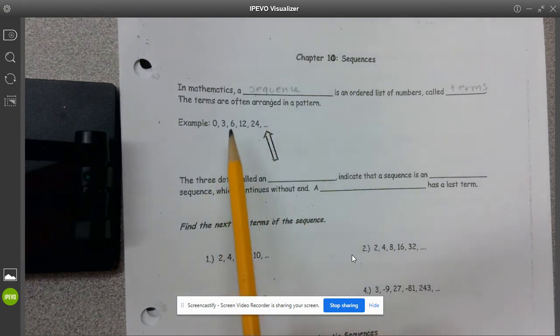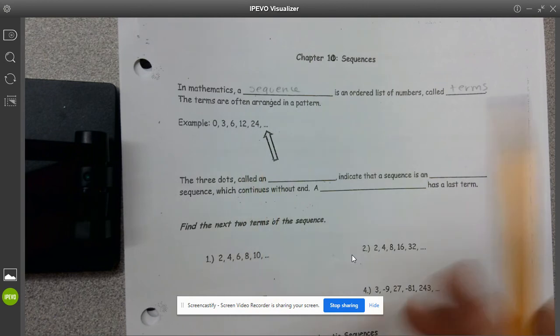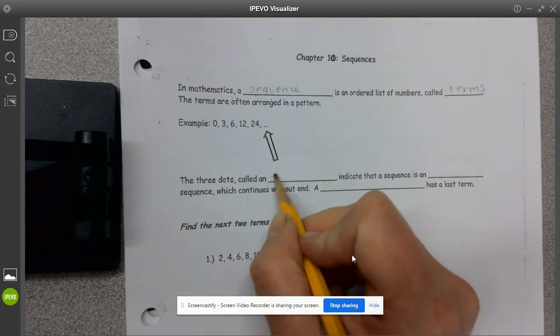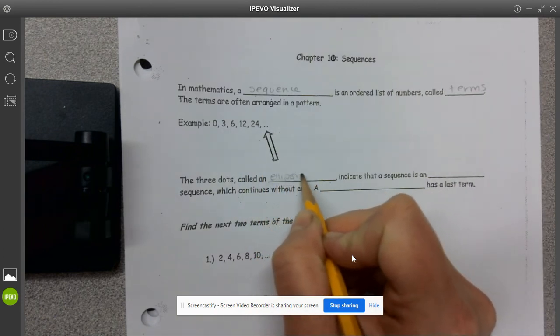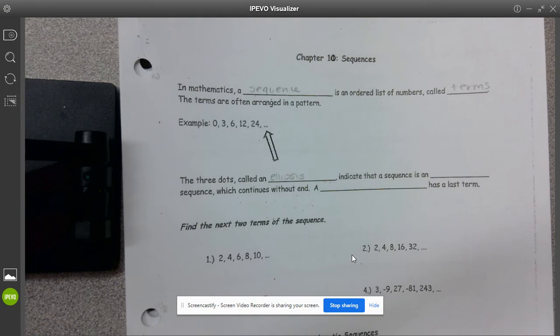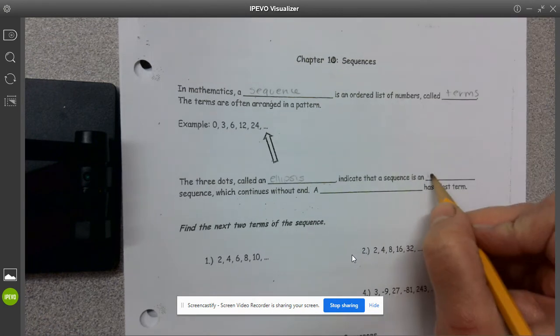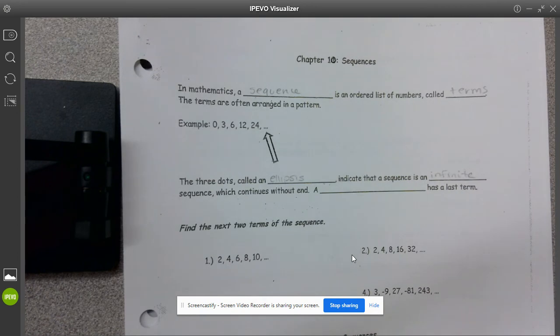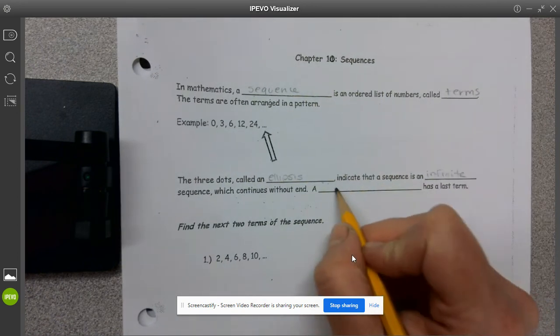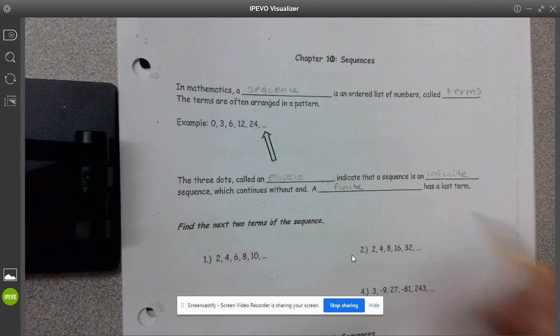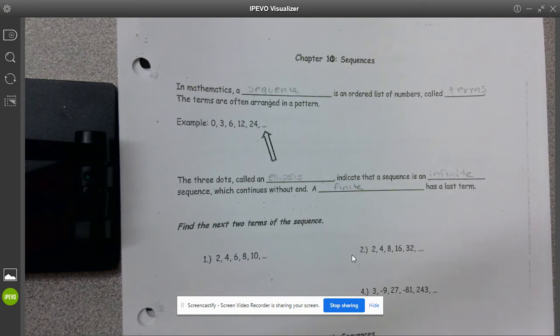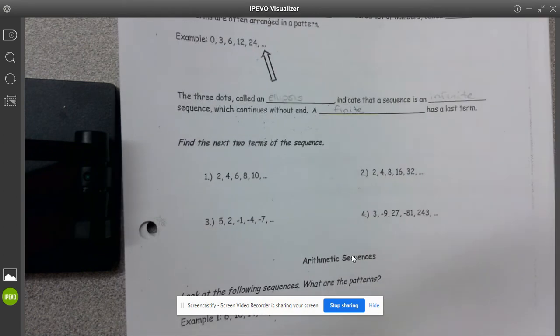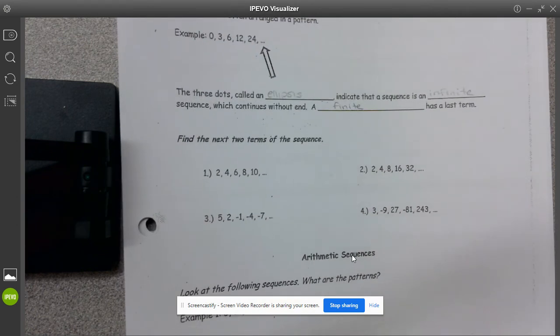So here we go: 0, 3, 6, 12, ... The 3 dots are called an ellipsis, and it indicates that the sequence is an infinite sequence, like it's continuing, going on forever. It continues to that end. A finite sequence has a last term, the opposite of infinite, okay? So it's like when you were young and you had to complete the pattern. If you were good at completing the patterns, usually you went to a higher math course, okay?